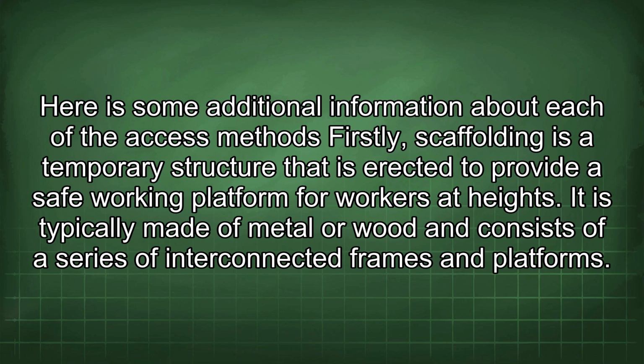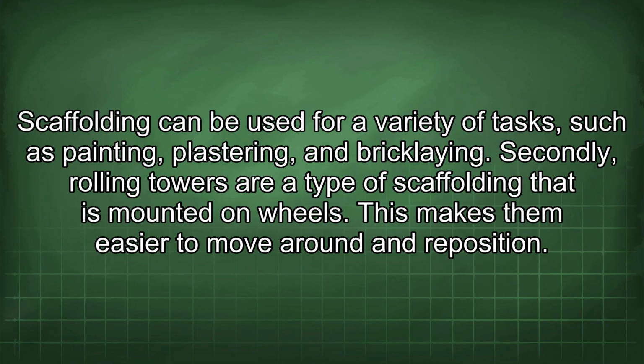Firstly, scaffolding is a temporary structure that is erected to provide a safe working platform for workers at heights. It is typically made of metal or wood and consists of a series of interconnected frames and platforms. Scaffolding can be used for a variety of tasks such as painting, plastering, and bricklaying. Secondly, rolling towers are a type of scaffolding that is mounted on wheels. This makes them easier to move around and reposition.